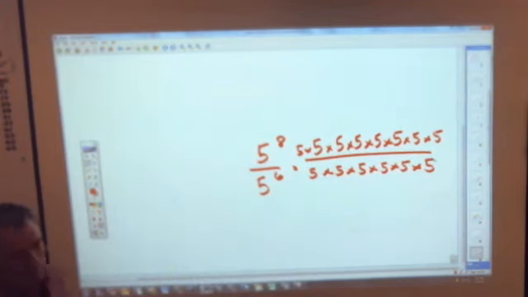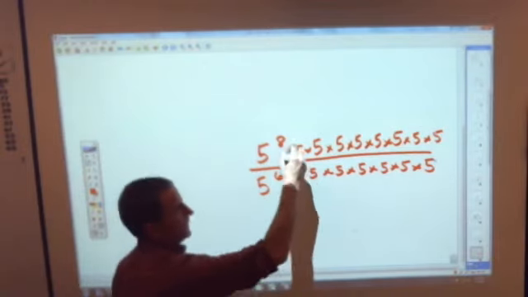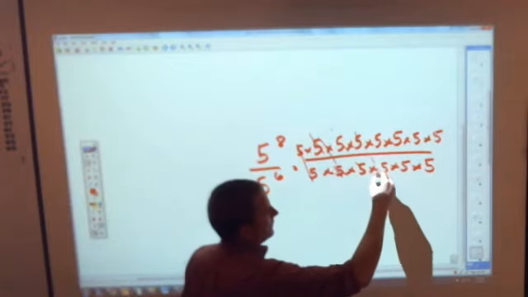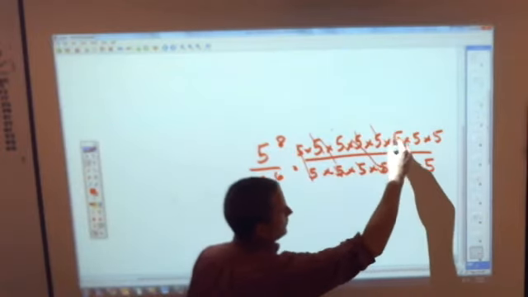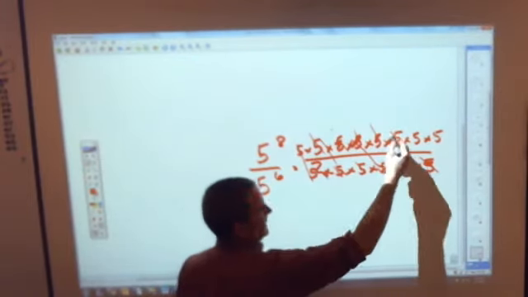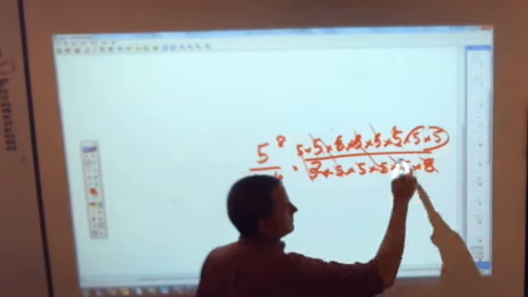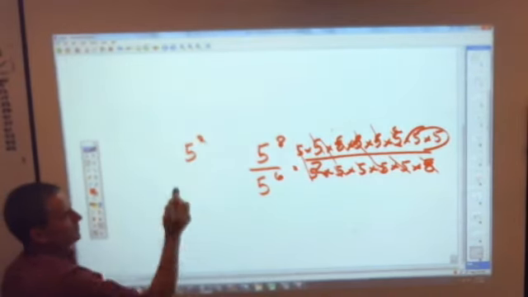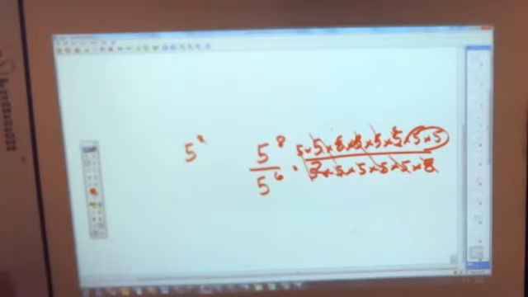And when you have the same numbers on top as on bottom, Charles, wake up. What happens? They cross off. What am I left with? This 5 and this 5 cross off, that 5 crosses off, those 5s cross off, those 5s cross off, those 5s cross off, and those 5s cross off. What am I left with on top? What is that? 5 to the 2nd power, which is 25, but let's just call it that.